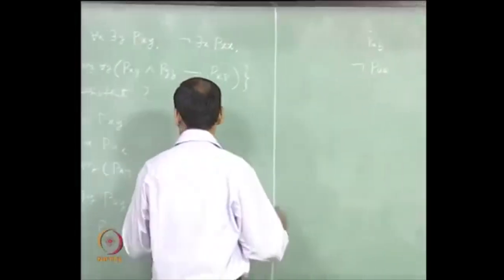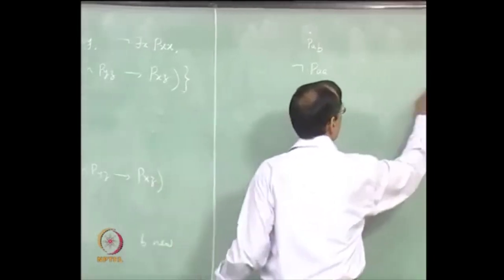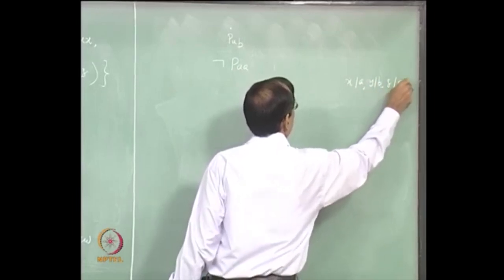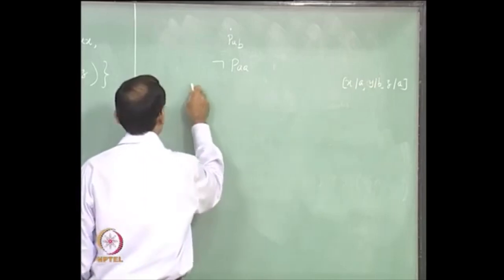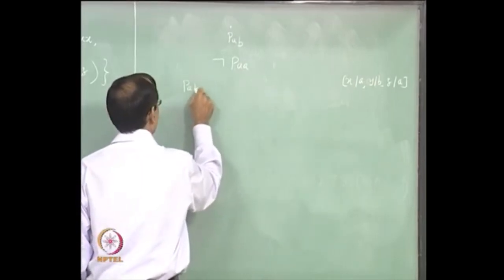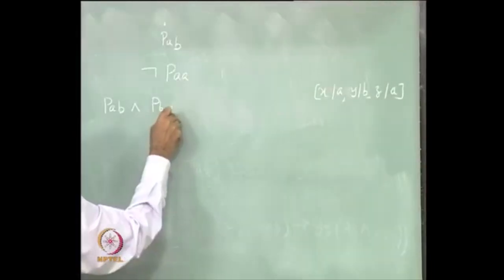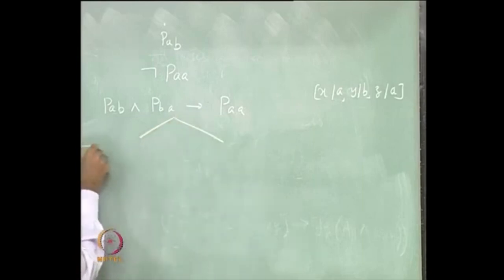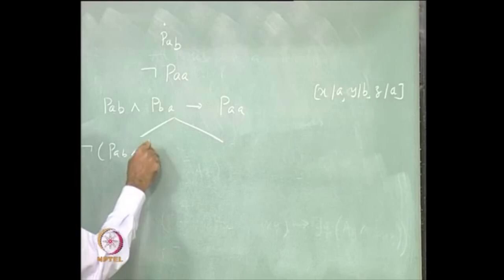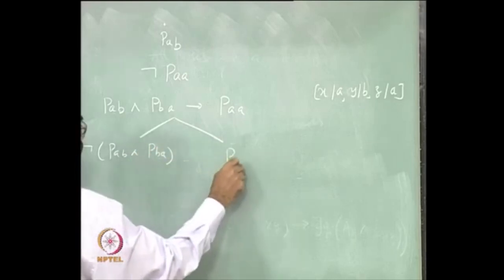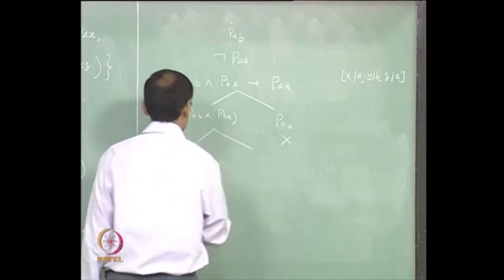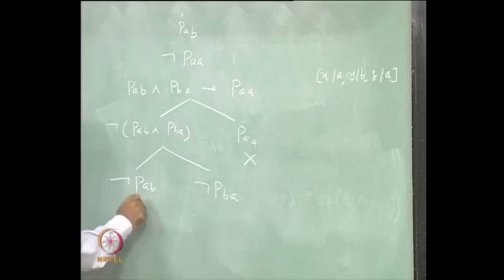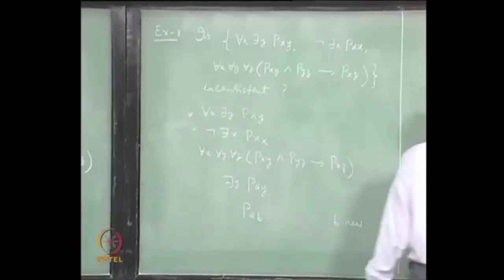Here, x as a, b, z as a, okay. So this gives rise to P(a,b) and P(b,a) implies P(a,a). It will give rise to two branches: not of (P(a,b) and P(b,a)), and P(a,a), this closes. This gives rise to two branches, not P(a,b). Let us take x as b.